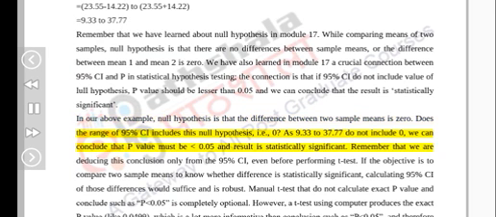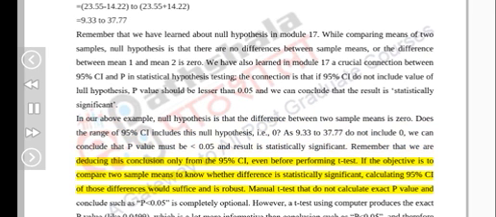As 9.33 to 37.77 do not include 0, we can conclude that the p-value must be less than 0.05 and the result is statistically significant. Remember that we are deducing this conclusion only from the 95% CI, even before performing a t-test. If the objective is to compare two sample means to know whether the difference is statistically significant, calculating the 95% CI of those differences would suffice and is robust.